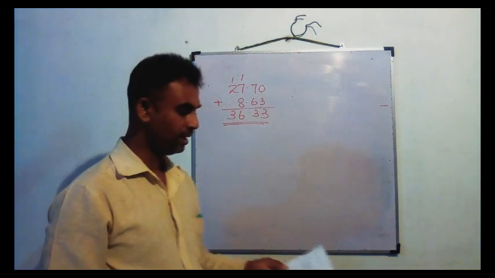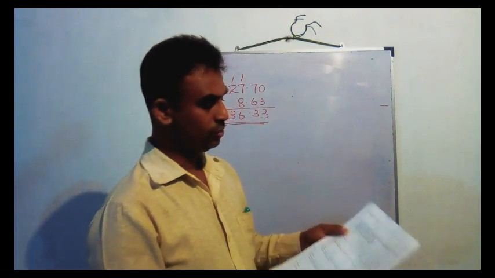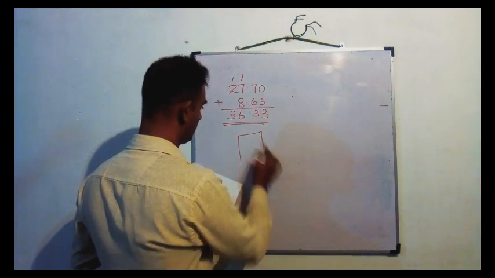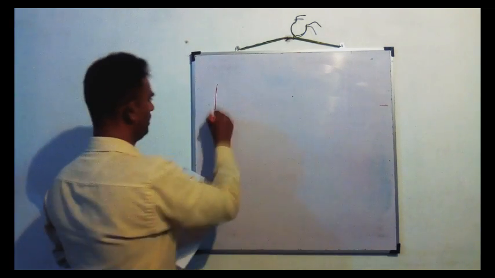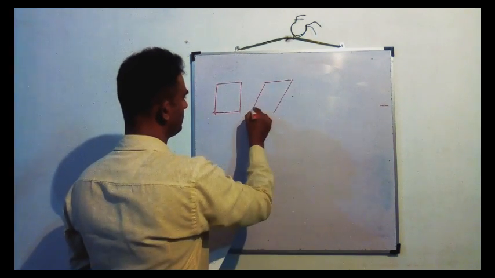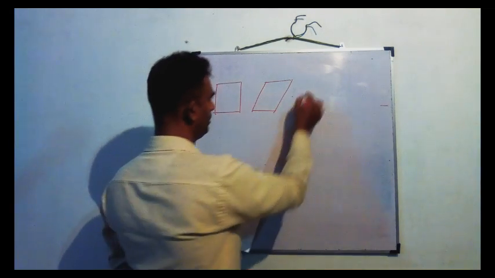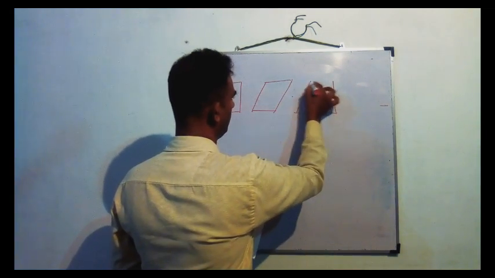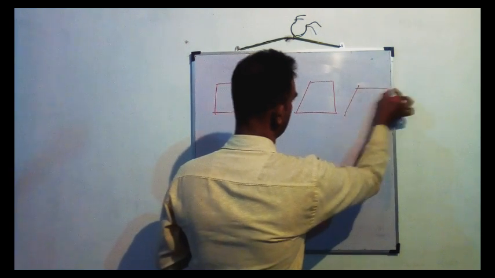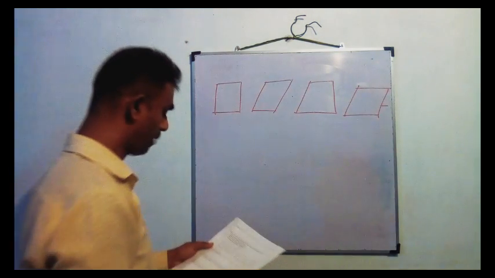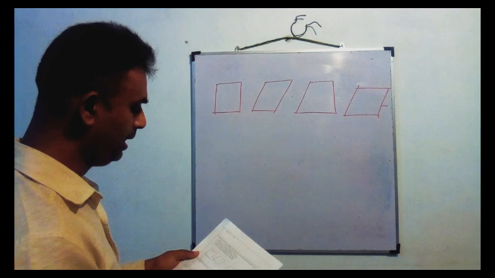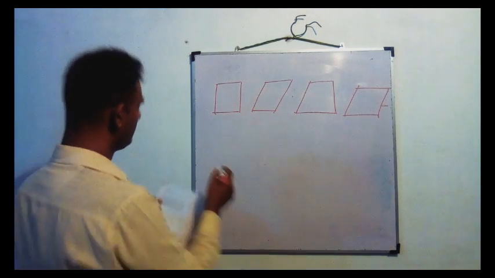Next one. Select and underline the answer which gives the correct names of the plane figures in order. You can see it in the paper. This one is here. This is the other one here. Next one. Another figure is there, like this. The question asks to select and underline the answer which gives the correct names of the plane figures in order.